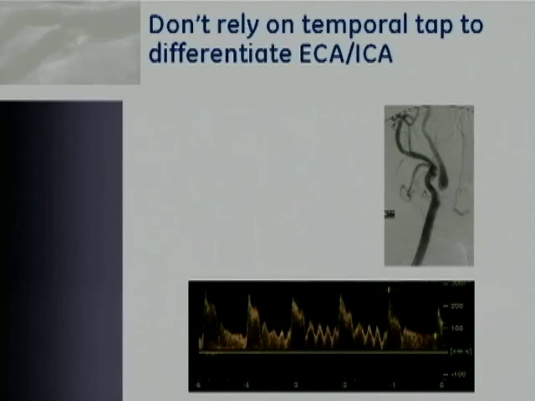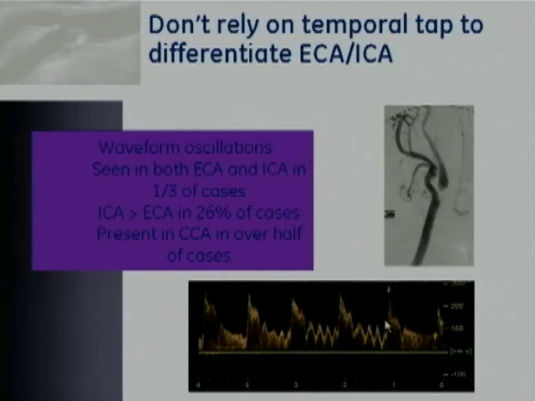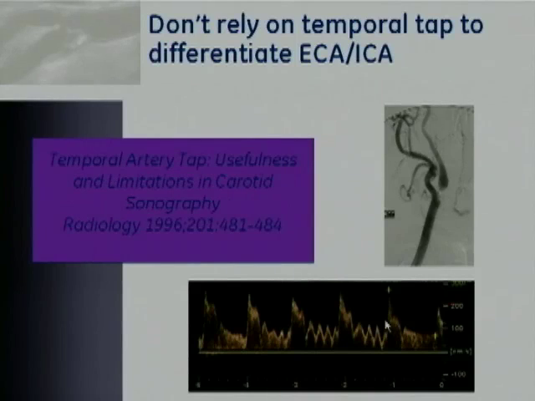Okay, differentiating between the internal and the external carotid artery. This is a key component of the exam, and actually something that can be quite challenging. And one of the ways that's been suggested to help in this process is to perform a temporal tap maneuver. The temporal tap is a way that we actually auscultate the temporal artery just in front of the ear. You can feel the pulsation. And then while you're in the vessel that you think is the ECA, you would tap on it. And while doing so, you would appreciate these oscillations in the waveform. But unfortunately, that's really not that accurate.